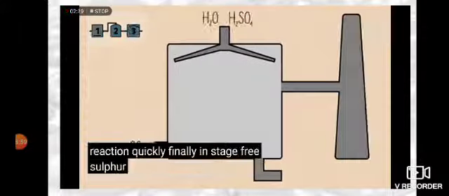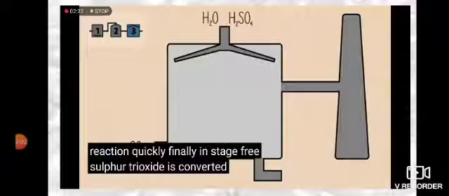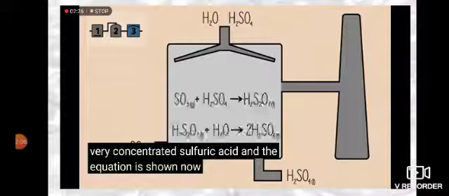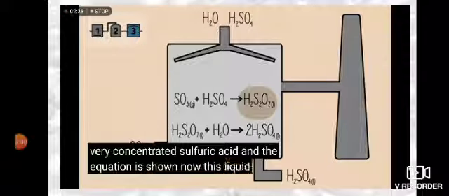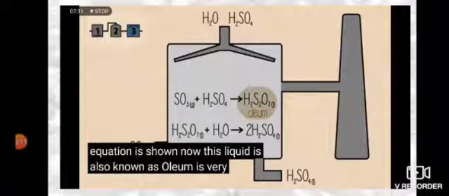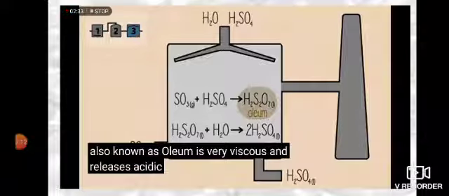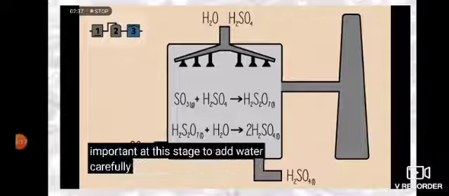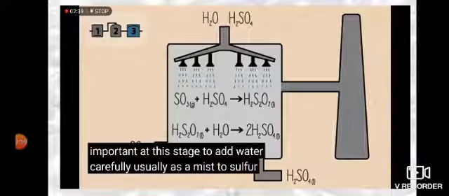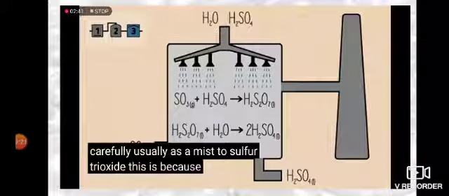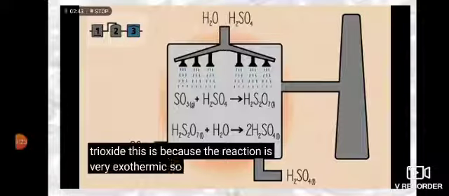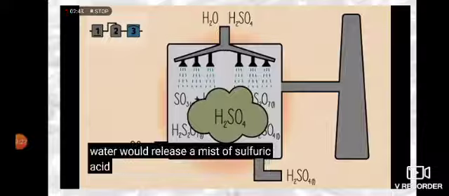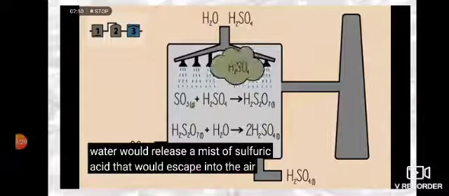Finally, in stage 3, sulfur trioxide is converted into a very concentrated sulfuric acid, and the equation is shown now. This liquid is also known as oleum. It is very viscous and releases acidic fumes. It is very important at this stage to add water carefully, usually as a mist, to sulfur trioxide. This is because the reaction is very exothermic, so mixing it with pure water would release a mist of sulfuric acid that would escape into the air.